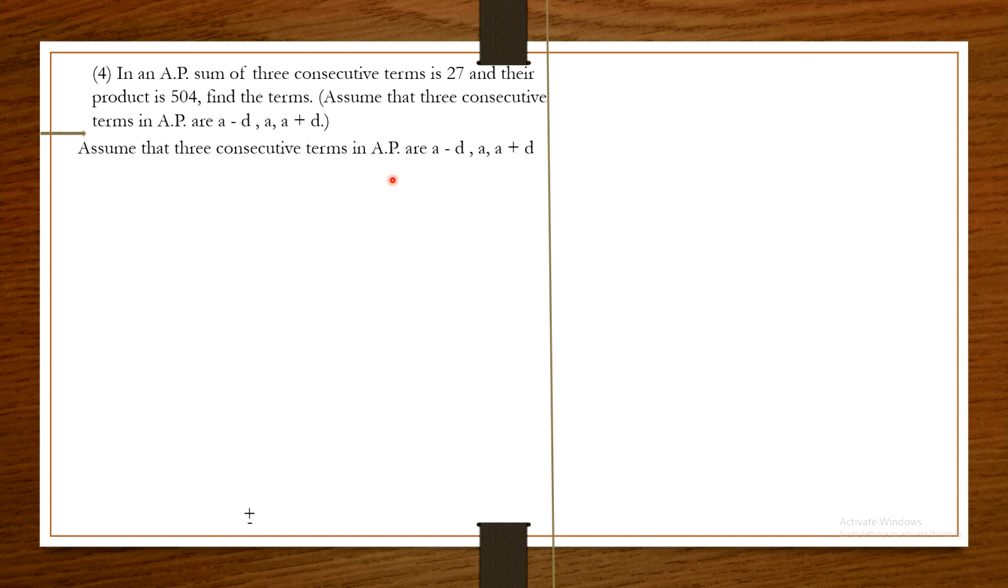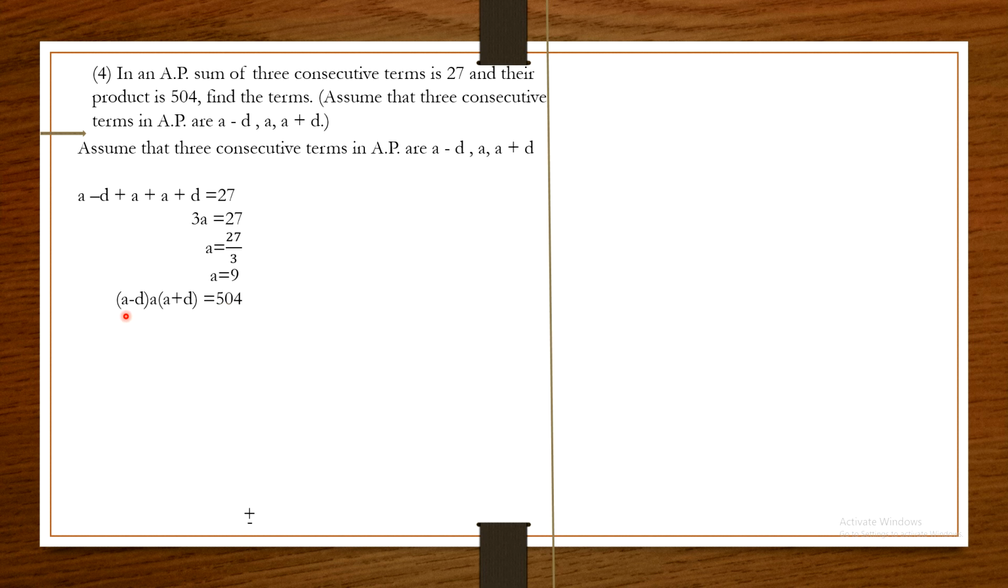Okay. So by the first condition, they have given the sum. So we have to write the sum of all these three terms equal to 27. On solving this, minus D gets cancelled. 3A equal to 27. We get the value of A equal to 9. Now the second condition is that their product is given as 504. So we have to multiply all these three terms: first A minus D, second A, third A plus D. This product is given as 504.